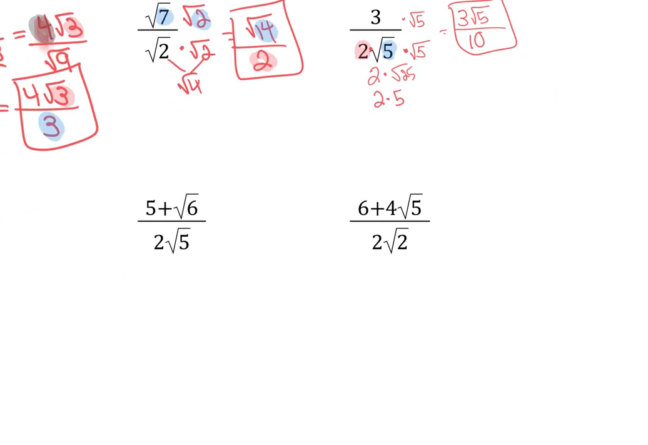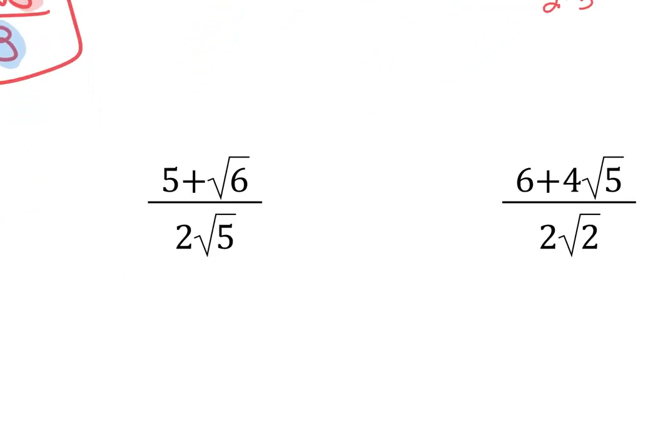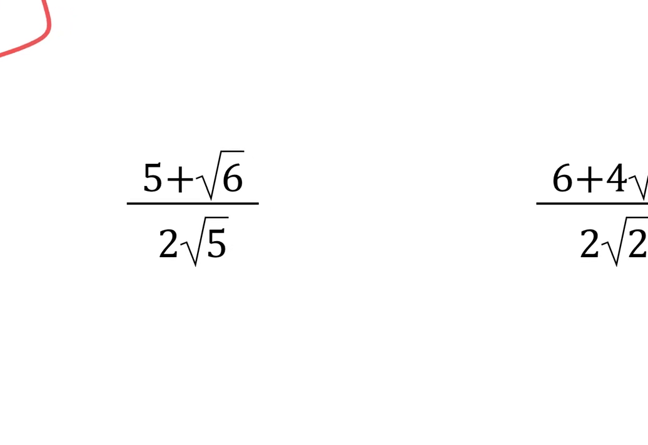Okay, and then we just have a couple of examples where you have to look at, if you notice in the numerator, you've got this plus sign here that we have to deal with. So we're going to talk about what to do if there's a binomial, or two terms, in the top. Okay, so you have 5 plus the square root of 6 over 2 times the square root of 5.